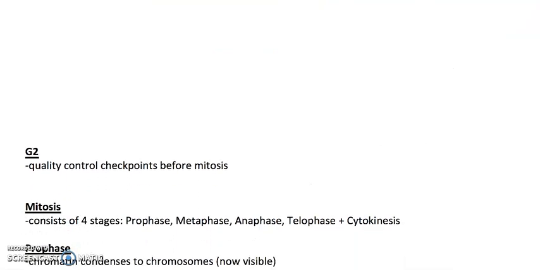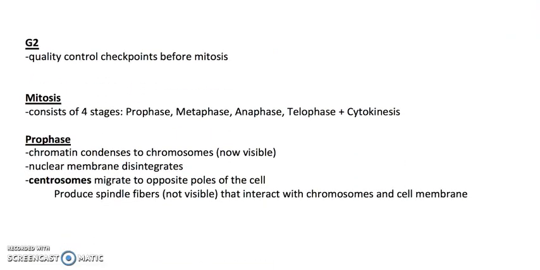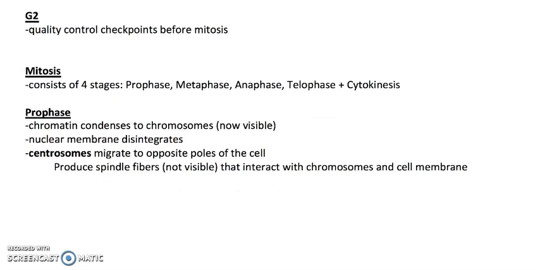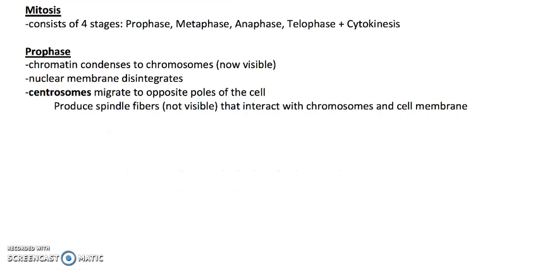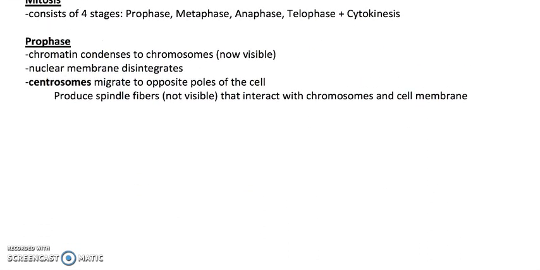Okay, so G2, just more quality control checkpoints, make sure everything is good for division, and then we can start with mitosis. And I will do this in the next video.